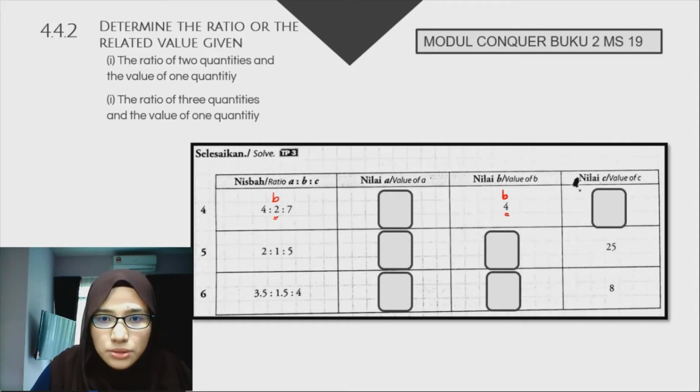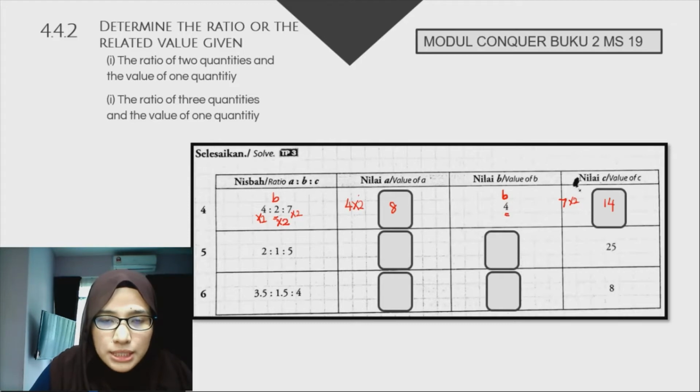2 times 2 is 4. So from the ratio given, it is multiplying by 2. So we need to do the same for value A and value C. For A, we must times 2, and value C, we must times 2 as well. So here A, 4 times 2 is 8, C is 7 times 2 is 14.